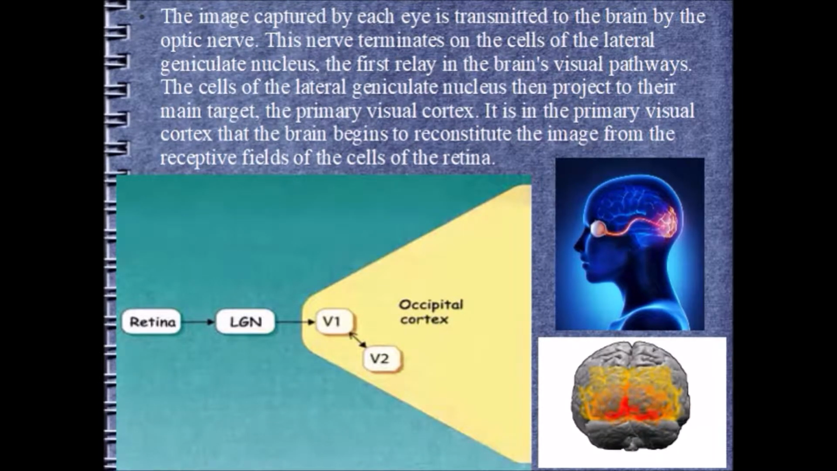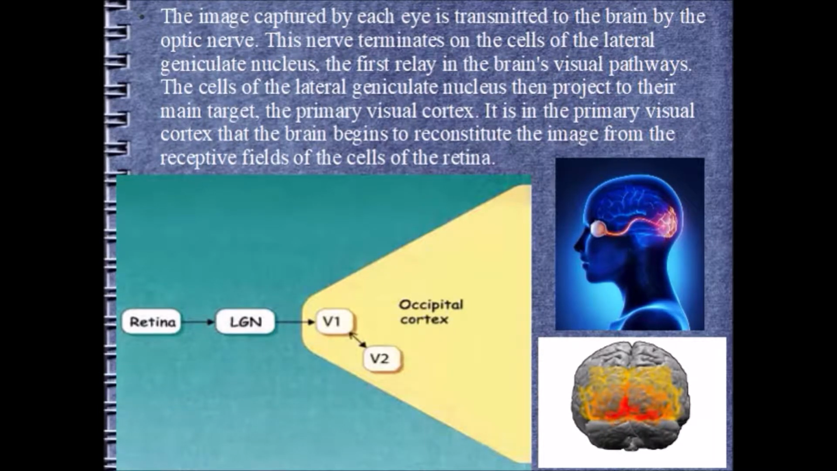Here's a slide showing another image going from the occipital lobe to the eye. It says the image captured by each eye is transmitted to the brain by the optic nerve. This nerve terminates on the cells of the lateral geniculate nucleus, the first relay on the brain's visual pathways. The cells of the lateral geniculate nucleus then project to their main target, the primary visual cortex, which is the occipital lobe. It is in the primary visual cortex that the brain begins to reconstitute the image from the receptive fields of the cells of the retina.